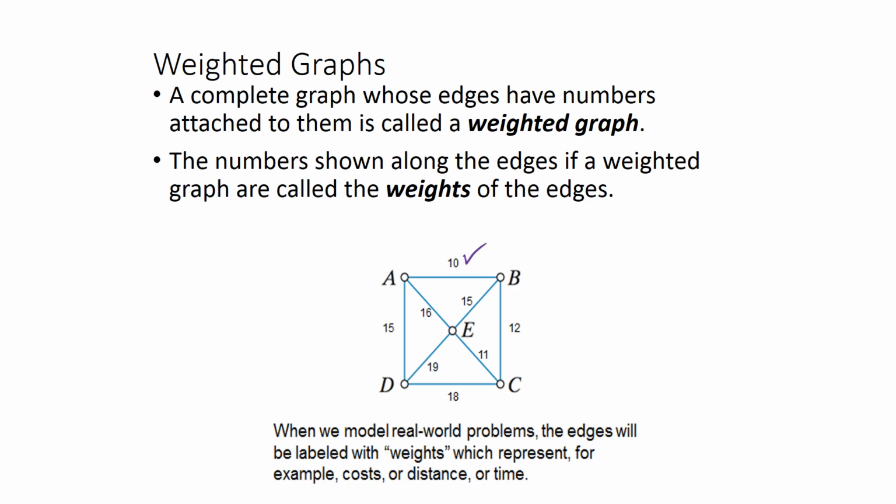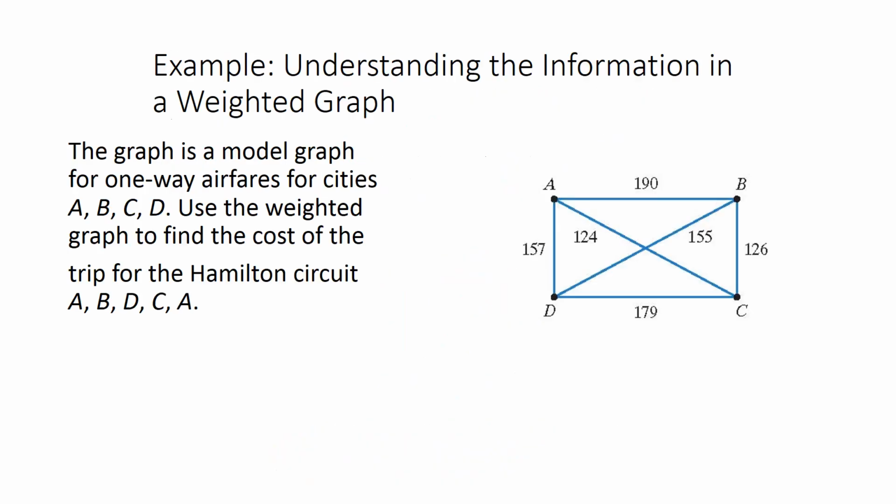So AB has weight 10, the edge CD has weight 12. When we model real-world problems, the edges will be labeled with weights which represent, for example, cost, distance, or time, because we are going to want to minimize the time, minimize the distance, minimize the cost of a circuit. We will see later on that those will maybe be dollars, for example.